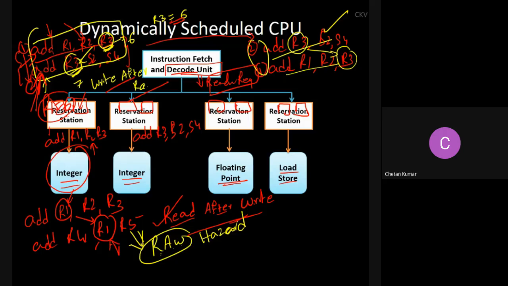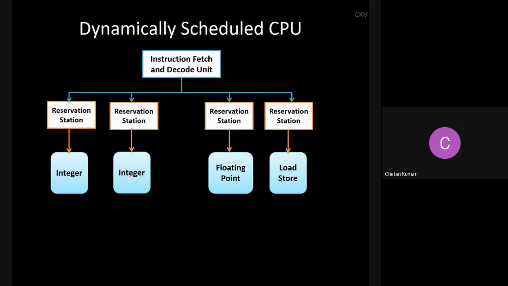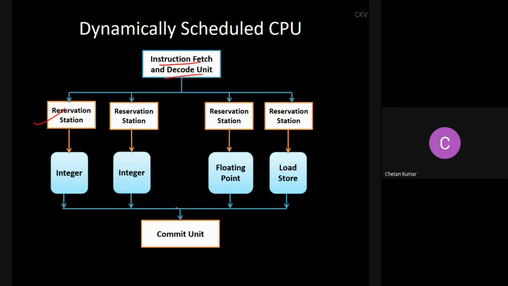So this hazard can be avoided with the help of a reservation station, where you make a copy of that register value and put it here. And the next instruction, which is actually writing into the register, can go on executing without any issue. Okay, so that's where your reservation station will help you. So you have the instruction fetch and decode unit, you have reservation stations, you have functional units, and at the end you will have a commit unit where the actual writing happens.